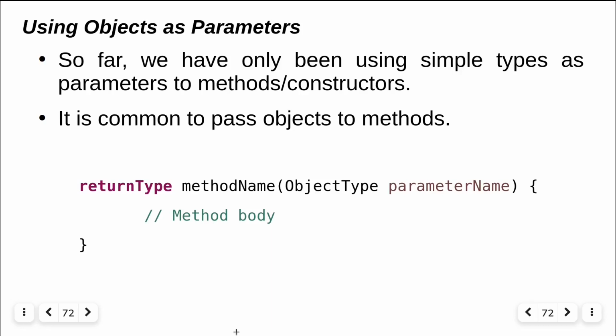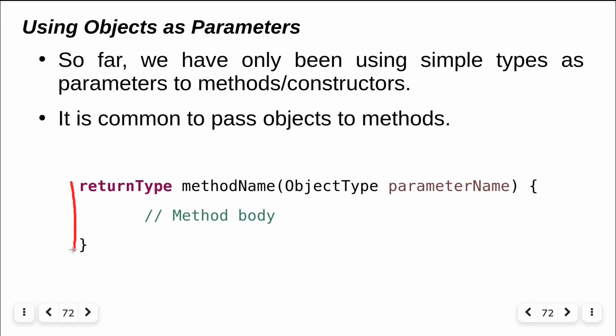In the previous class, we have seen call by value. Before discussing call by reference, let us see the topic objects as parameters to methods or constructors. So far, we have only been using simple types as parameters to methods or constructors. It is common to pass objects to methods or constructors.